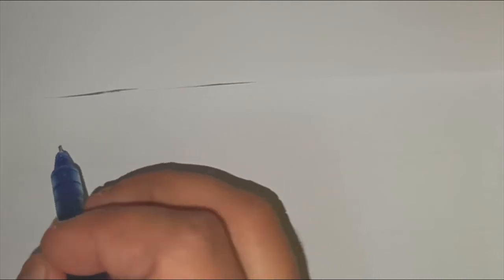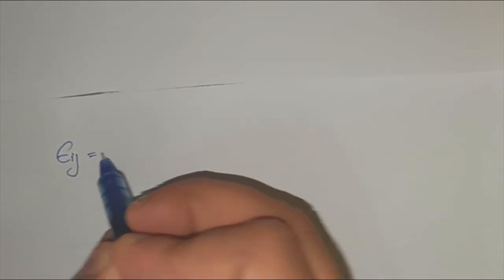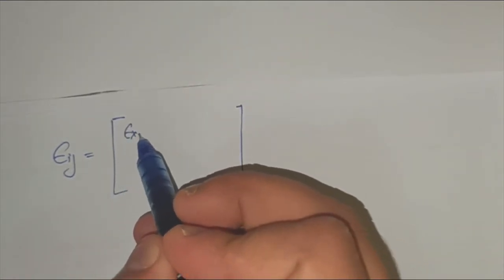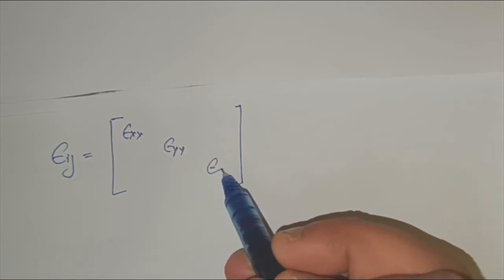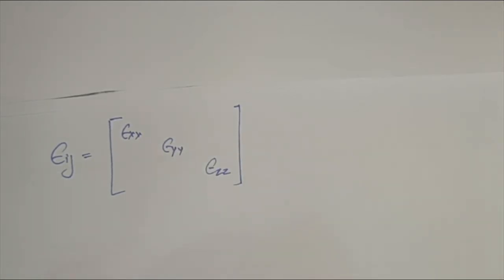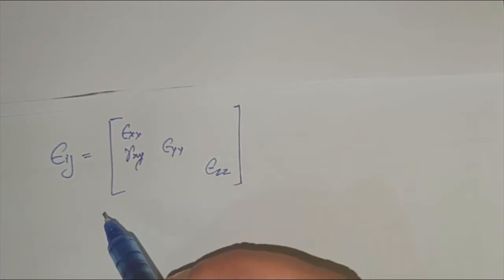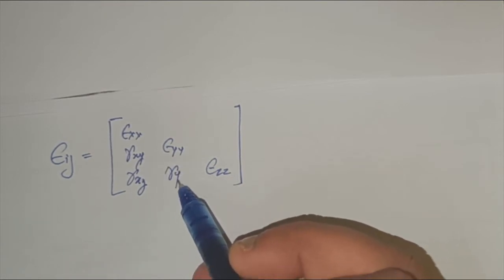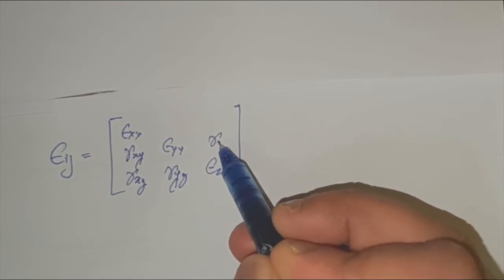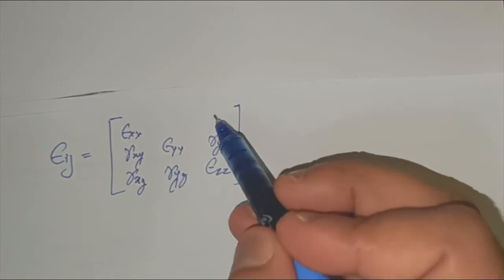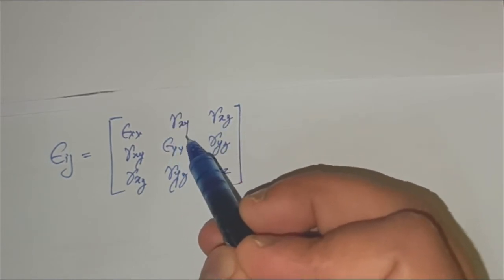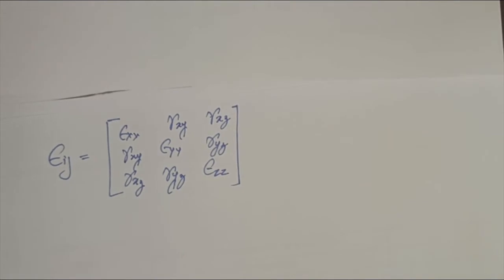So you can say that our matrix epsilon ij will be equal to epsilon xx, epsilon yy, epsilon zz. Correct? And we have here gamma xy, gamma xz, gamma yz. I'm taking the symmetric matrix, xz, xy. Correct? This is the matrix for you.